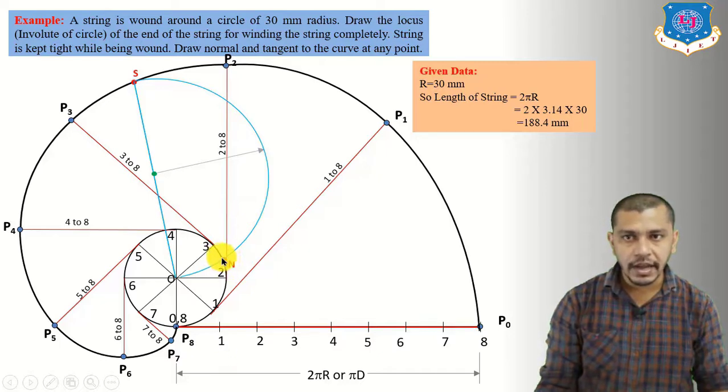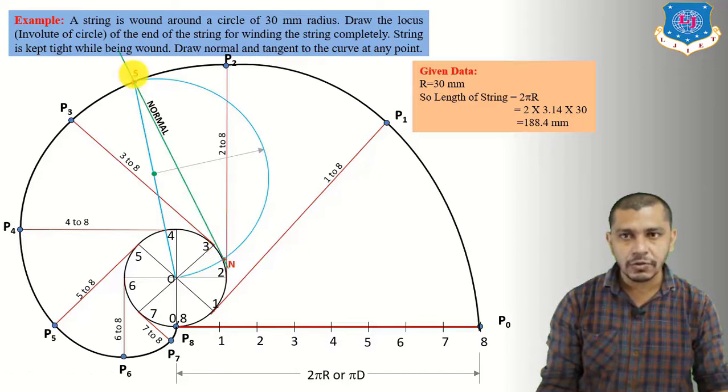Now connect this point N to S; this will be the normal to the curve, and the line passing through point S and perpendicular to the normal will be the tangent. So now draw a line perpendicular to the normal and passing through point S; this will be the tangent to the curve.